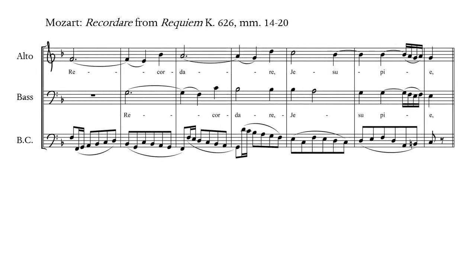Here is a different example of imitation from the Recordare of Mozart's Requiem.